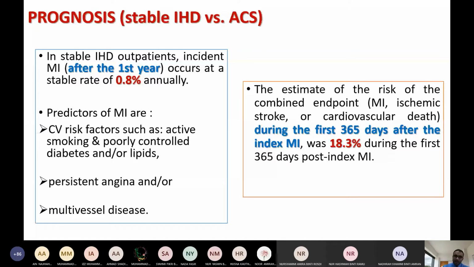So you can figure out how serious the difference is between a patient who has a cardiac attack and a patient on a chronic condition. And also we can figure out how important it is for patients with stable ischemic heart disease not to develop a cardiac attack, so as not to amplify the risk of cardiovascular mortality, as explained by the percentages here and there.